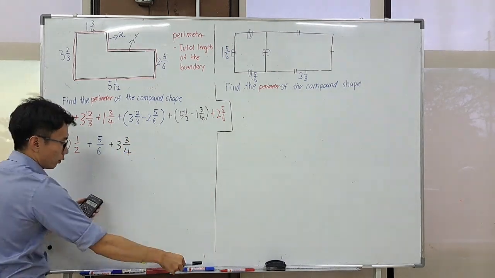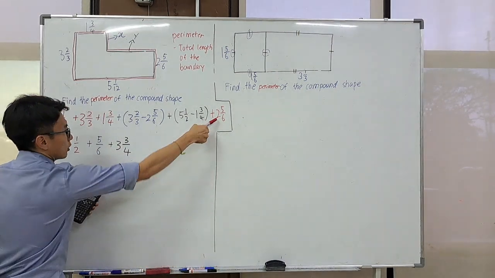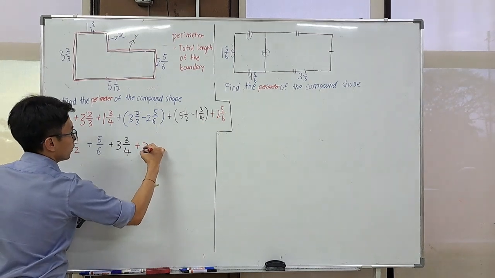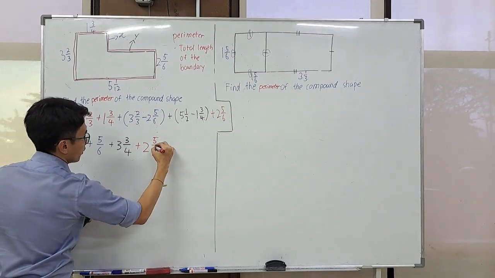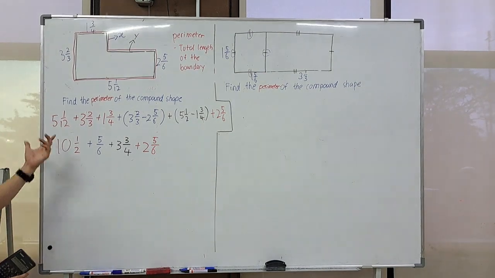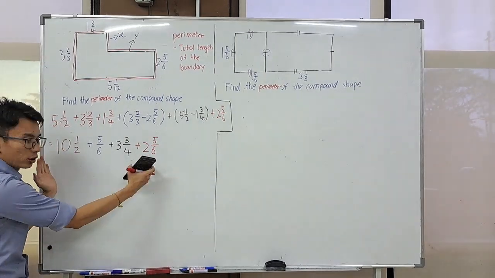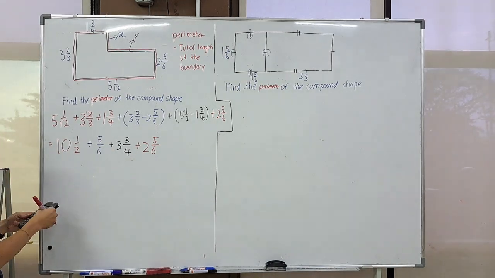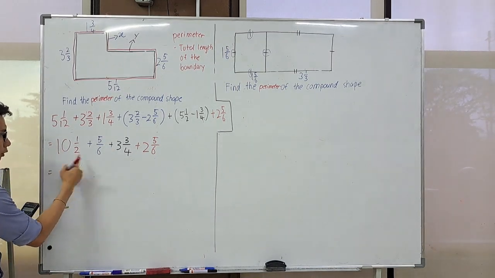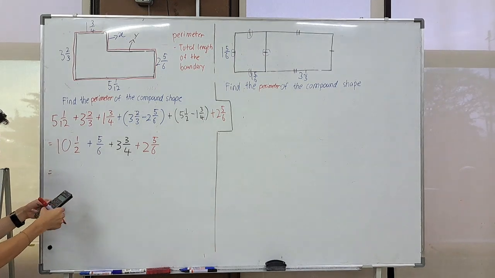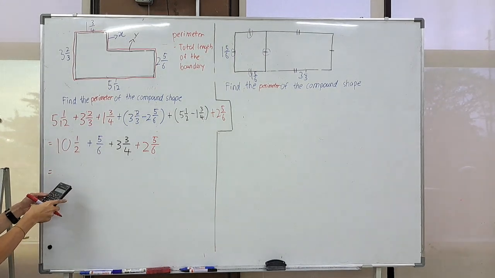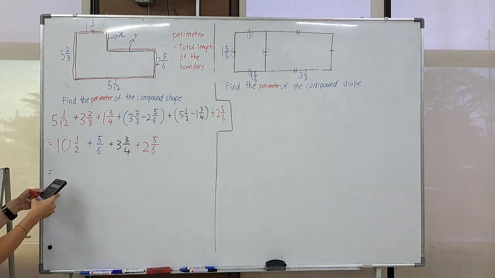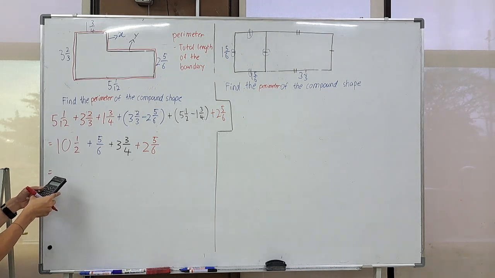And finally, this guy over here. So I'm just going to write back this guy. Alright, now my fraction looks a bit shorter, so I can do this one shot right now. Okay? Right. So now I have all these values in. I'm just going to key all this in my calculator now. So I have 10, 1 over 2, plus 5 over 6, plus 3 over 4, plus 2, 5 over 6.